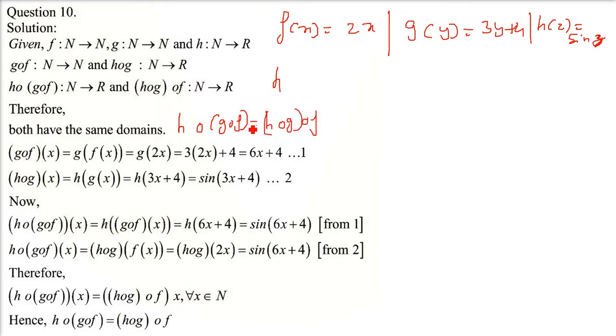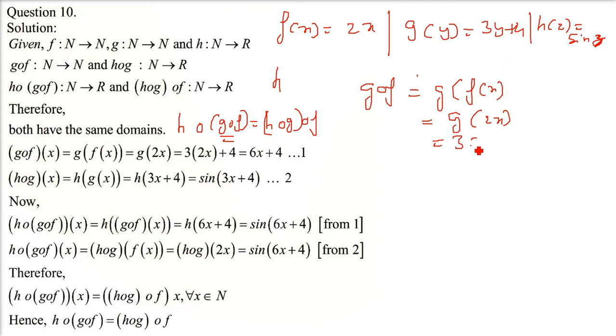So first we'll find out g o f. Then we'll find out h o g. So g of f, so g of f(x). f(x) is 2x. So g of 2x. So in place of y you have to put 2x. As I said, y doesn't matter, z doesn't matter. It's just variables. So put 2x in place of y here. 3 into 2x plus 4, you get 6x plus 4. This is your g o f.